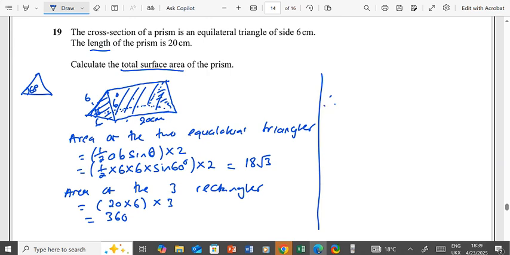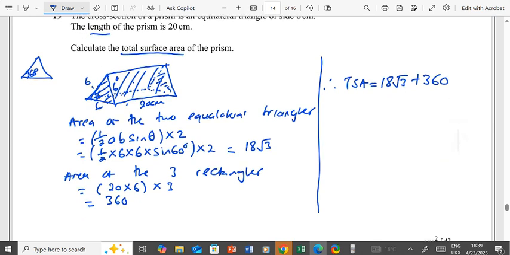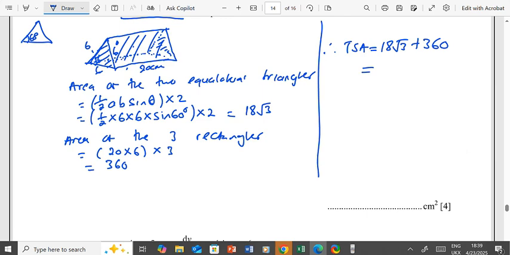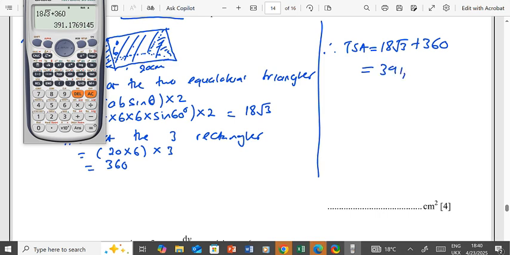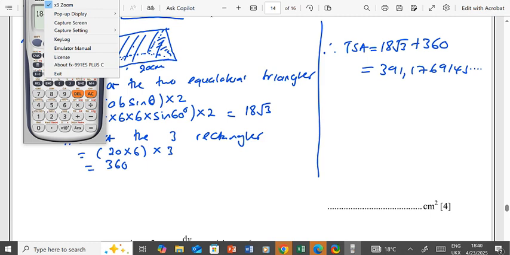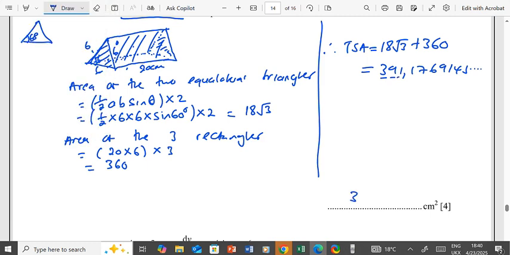Therefore, the total surface area would be 18 root 3 plus 360, but they are not requiring this answer in exact form. So 18 root 3 plus 360 gives me 391.1769145 and so on. To 3 significant figures, that's 1, 2, 3, so this is 391, since this digit doesn't affect it.